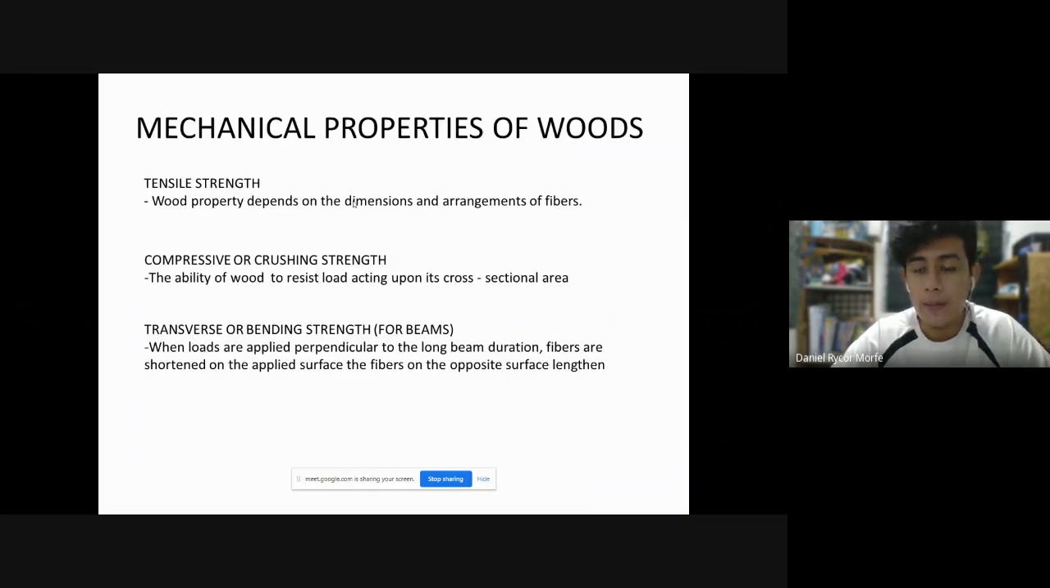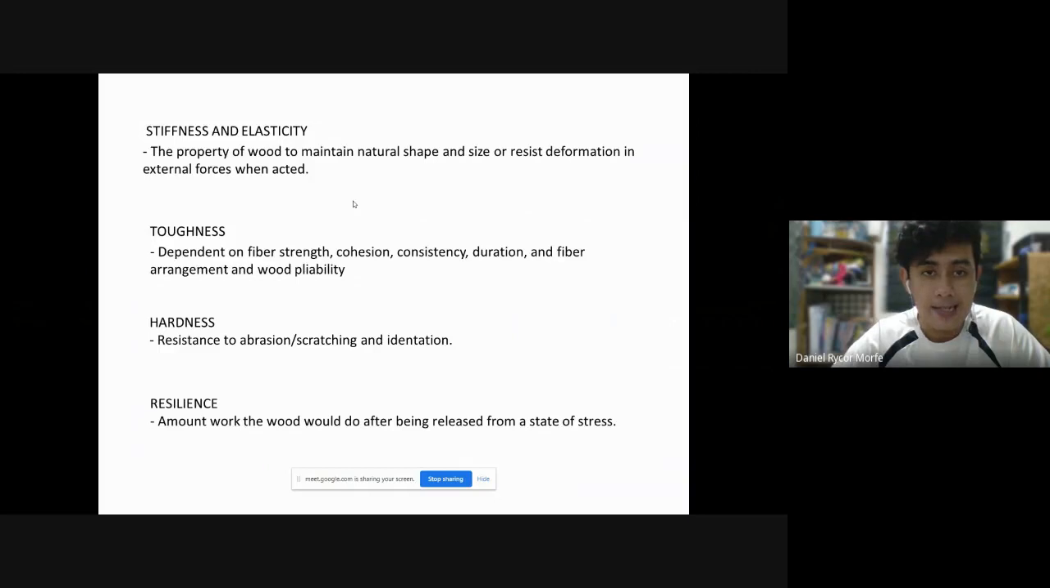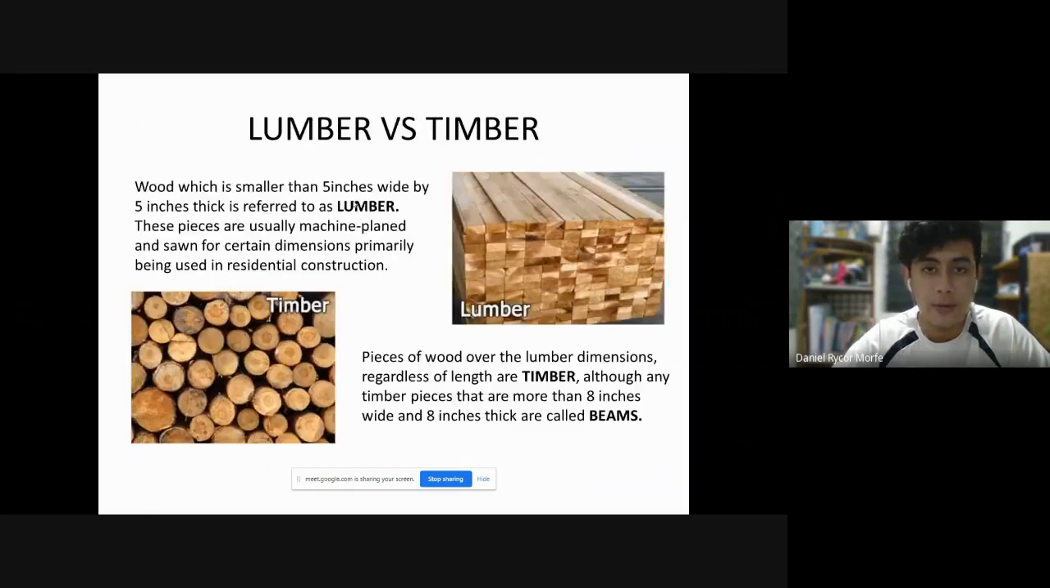Here are the mechanical properties of wood. First, tensile strength, compressive or crushing strength, transverse or bending strength for beams, stiffness and elasticity, toughness, hardness, and resilience. These are the mechanical properties that determine a wood.